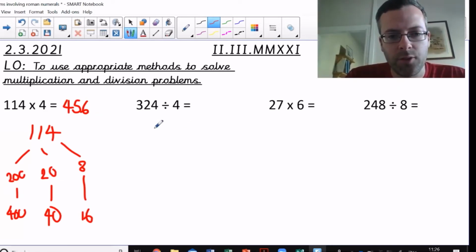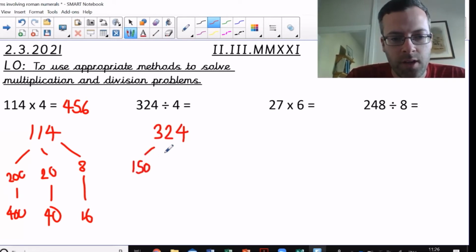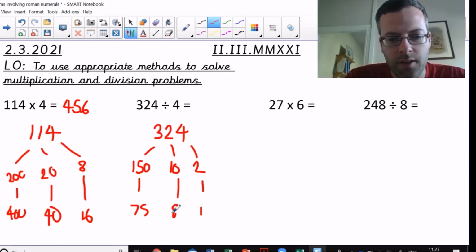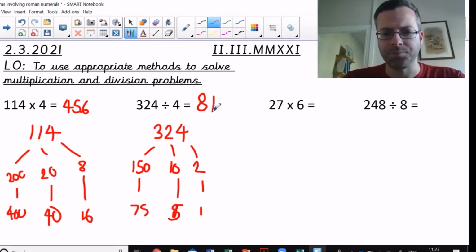Next one, 324 divided by 4. Well, a quick way of dividing by 4 is to half it and half it again. Half of that will be 150, half of that will be 10, and half of that will be 2. And then half of that will be 75, half of that will be 5, and half of that will be 1. So my answer is, well, 75 add, what's that meant to be? It's meant to be a 5, a rubbish 5. 75 add 5 is 80, plus that one, so my answer is 81.